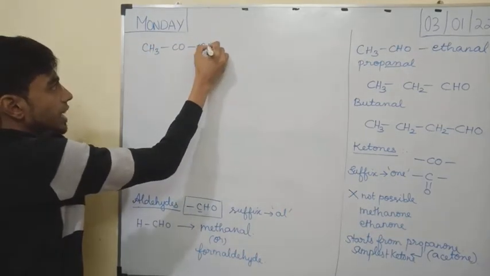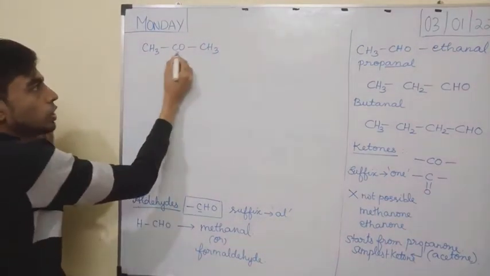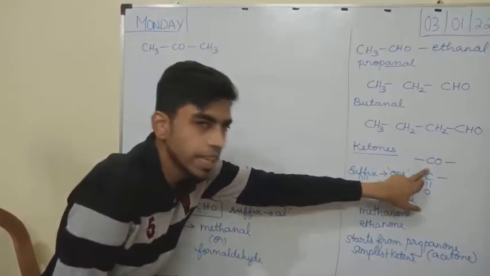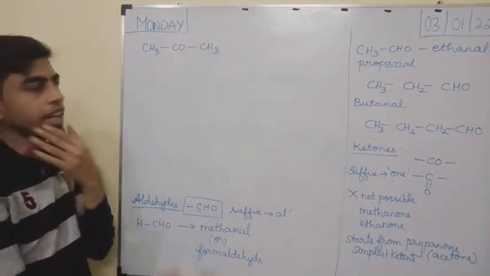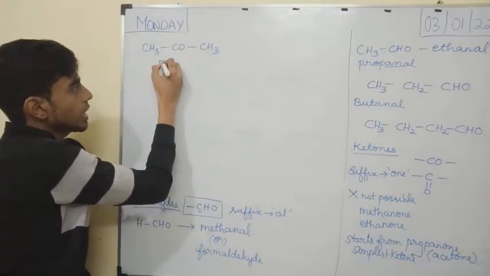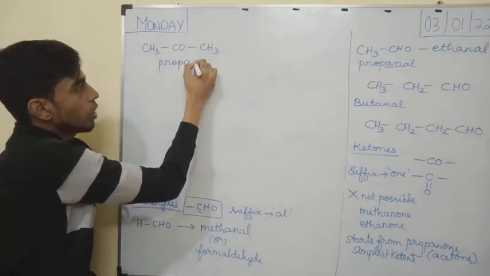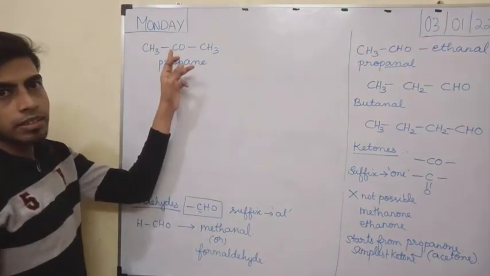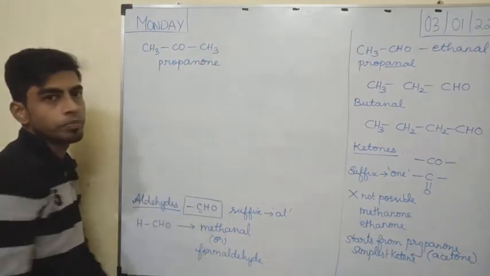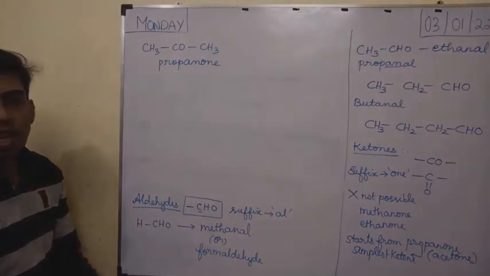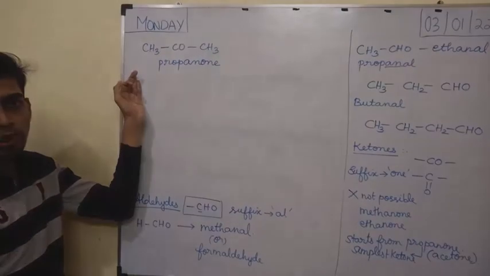CH3COCH3. How many carbons are there? 1, 2, 3. In the ketone group also there is 1 carbon, so while naming you have to count that carbon also. 3 carbons means it is prop. Single bond means it is an-. But the CO group is the ketone group, so instead of the e, what should I write? O. So the name of this compound is propanone.